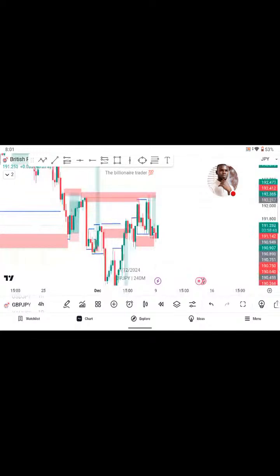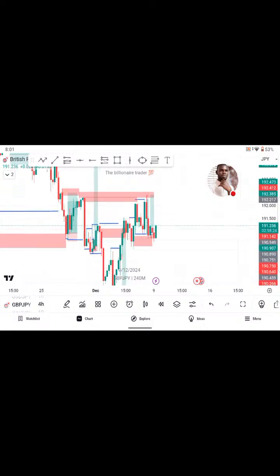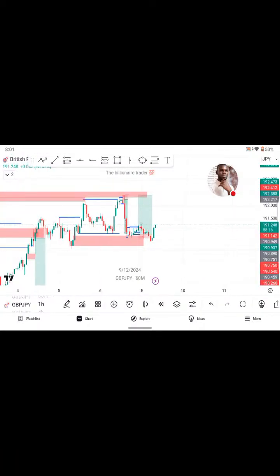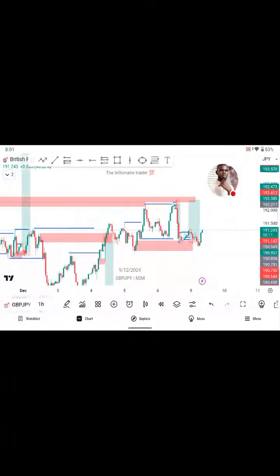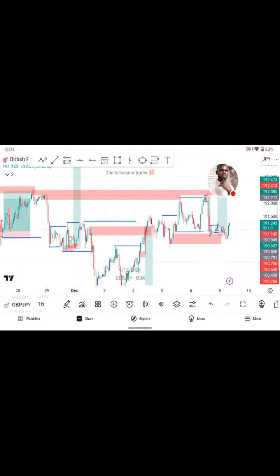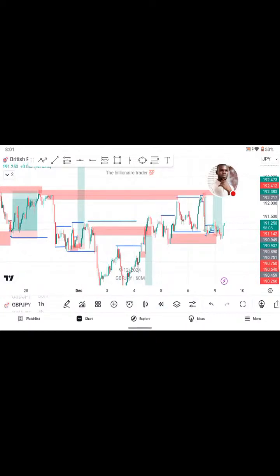So you can see we have this BOS here, BOS, and another BOS. The high of the second BOS was taken out as liquidity. Then price went up to the POI above it and mitigated it. So let's go to the 1 hour time frame. Yeah. So on this 1 hour time frame, as you can see, the POI.